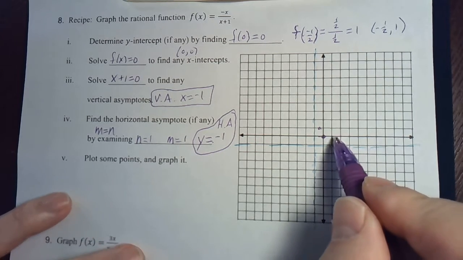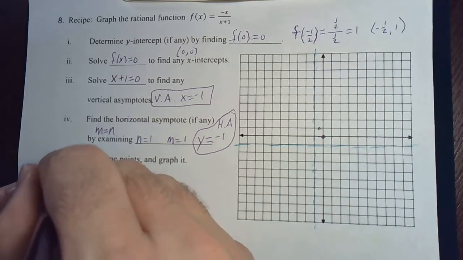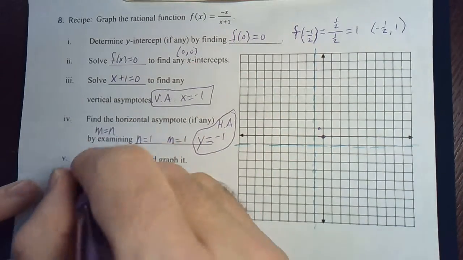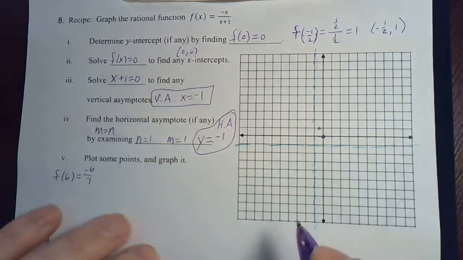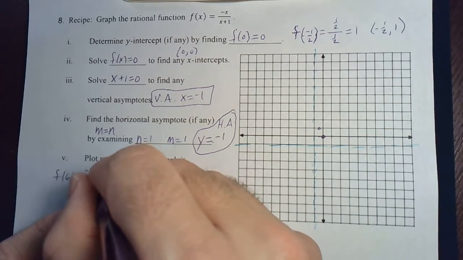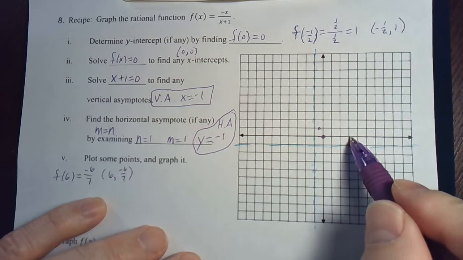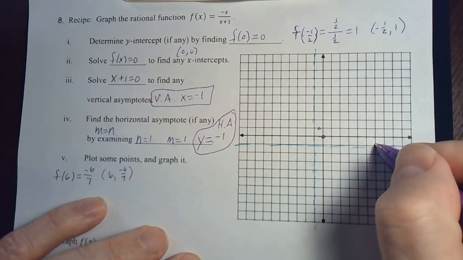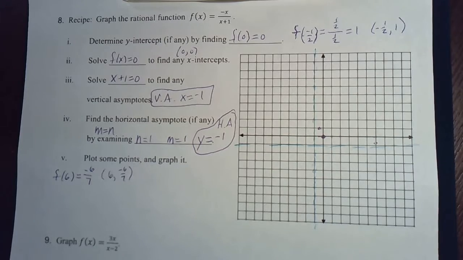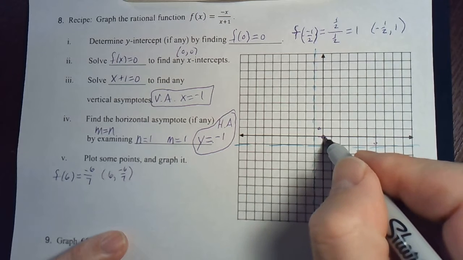Then let's plug in something like 6. f of 6 would be negative 6 over 7, which is almost negative 1. So the ordered pair is 6, comma negative 6 over 7. Almost down to negative 1, not quite. I'm going to go ahead and graph that with those 3 points. It's going to look similar to previous graphs, like that.